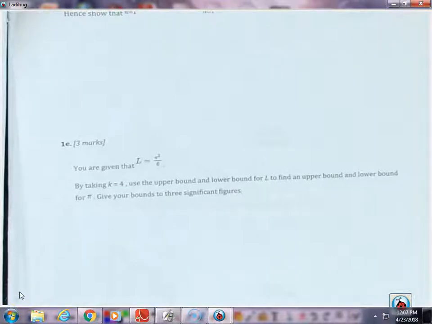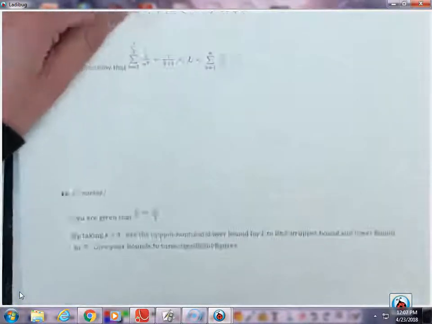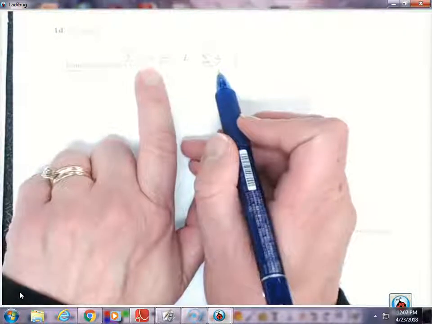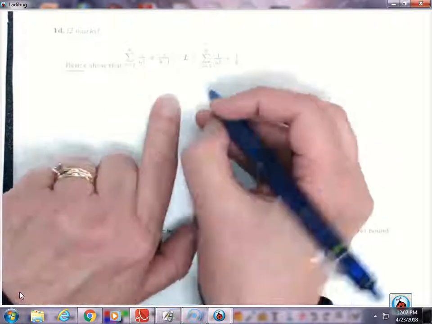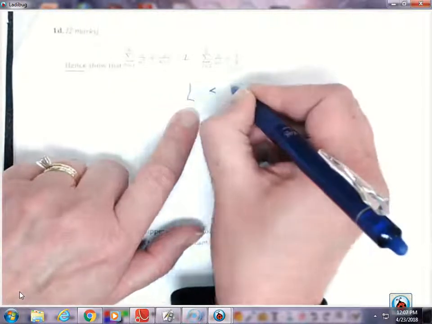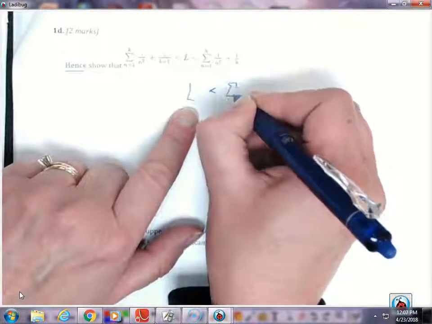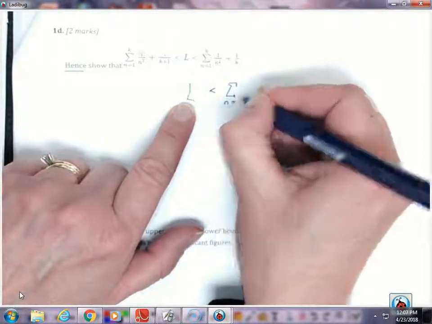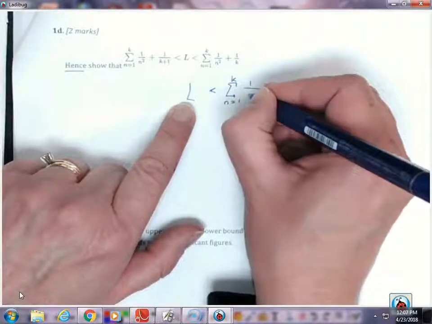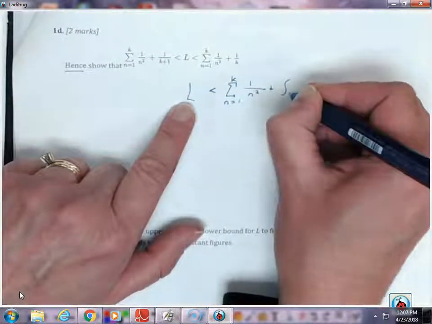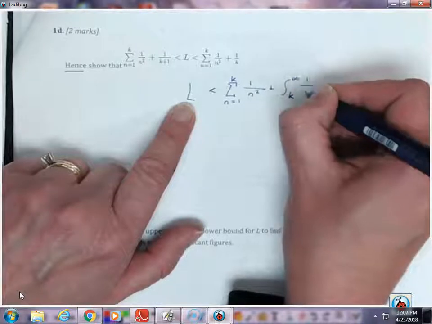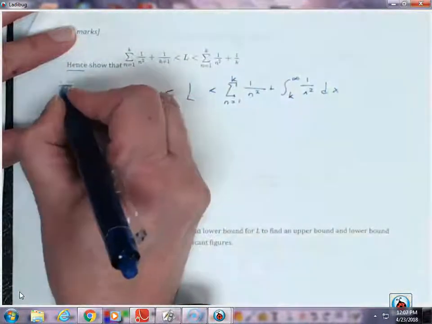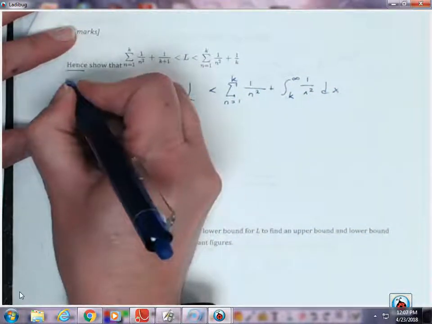This next part is only worth 2 marks. It says hence, so it must be using what I just did. Show that the limit is squashed between these two values. Well, in the last part, you actually already showed that the infinite sum, which is what they represent with L, was equal to the summation from 1 to k of 1 over n squared plus the integral from k to infinity of 1 over x squared. Okay, so that was already shown in the last 2 parts, but that's not my final answer.